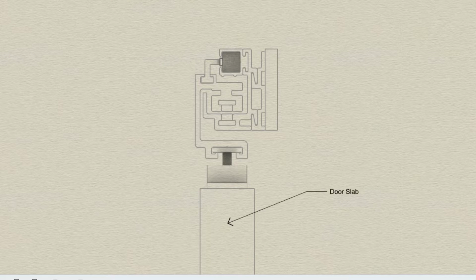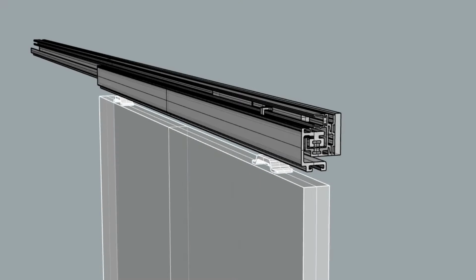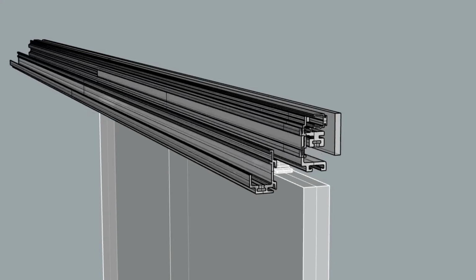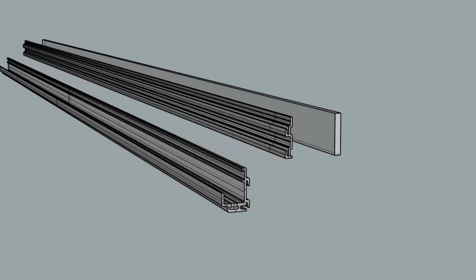Door slab, similar to traditional barn doors, often made of various materials like wood, glass, or metal. Track support header, a structural component that is attached to the wall, providing support for the track. It helps distribute the weight of the door.